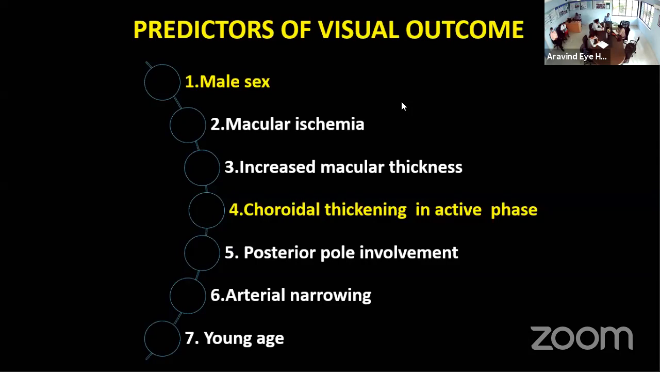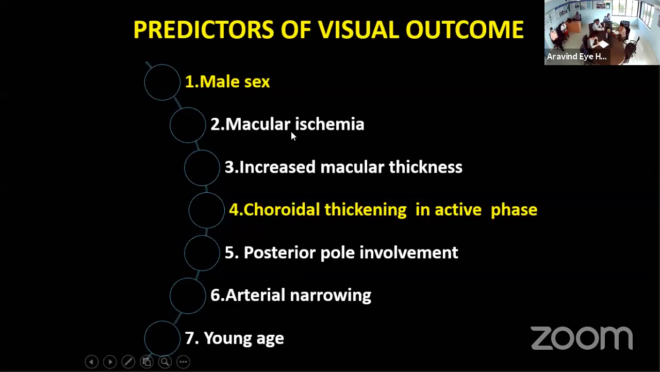Male sex is found to be a good or bad predictor? Bad predictor. Macular ischemia, of course, is going to be a bad predictor. Increased macular thickness on OCT is going to be a bad predictor. Choroidal thickening in the active phase, again, is a poor prognosticator. The posterior pole involvement, the more severe it is, the disease is going to behave in a very violent way. The more active it is, the more the involvement. Of course, young age comes last in the list.